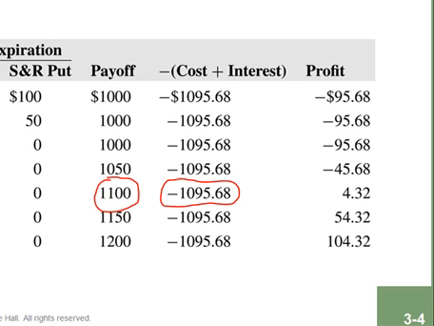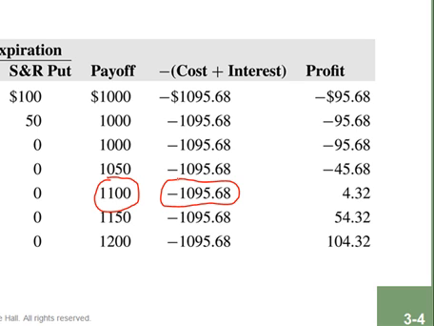So that's the amount that you could have earned had you taken the $1,000 that you used to buy the index and the $74.20 that you used to buy the put option. If you had taken that money and earned 2% over the 6 months, you would have ended up with $1,095.68. So that's your cost effectively for this position.